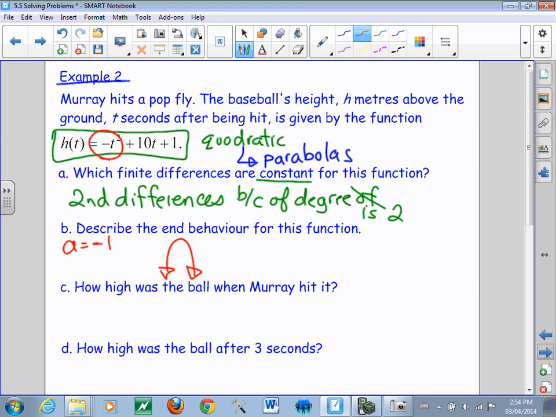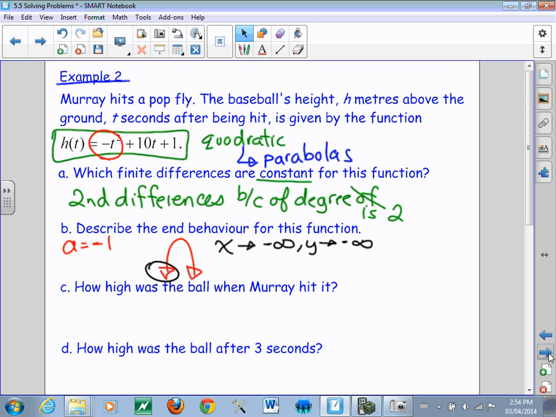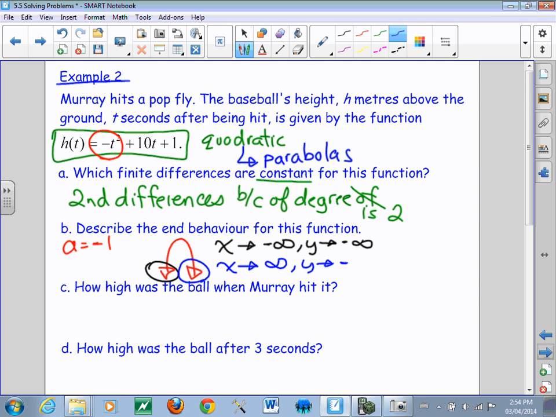So to talk about our end behaviors, if I start with the first end behavior, as x approaches -infinity, what's happening to y? y is also approaching -infinity. And I look at the other end behavior, as x approaches positive infinity, y is also approaching -infinity.